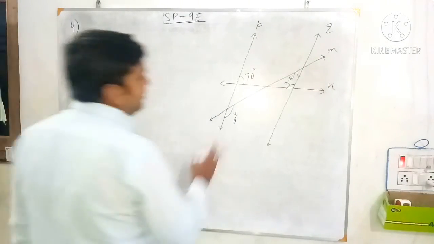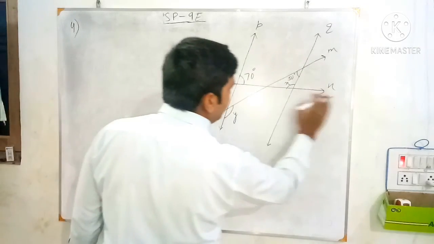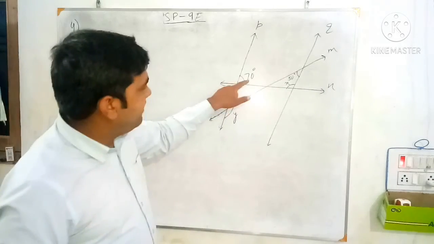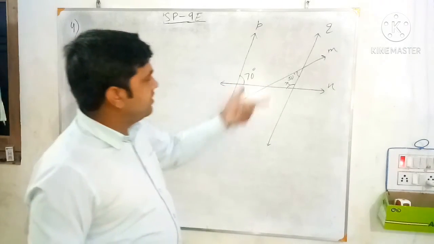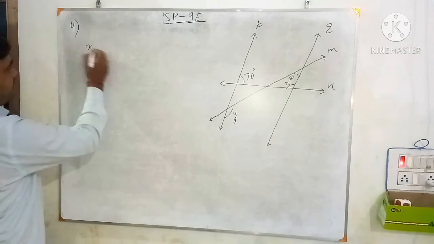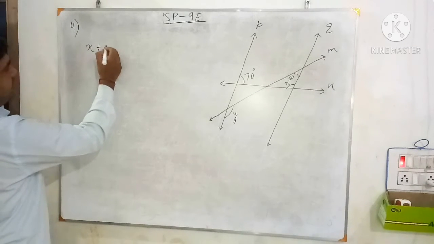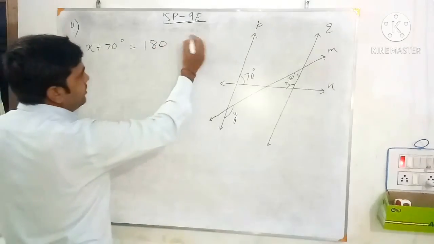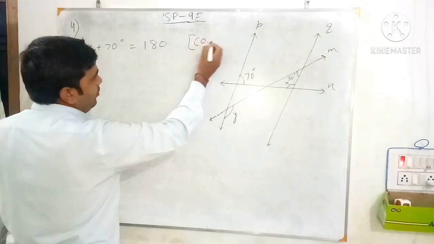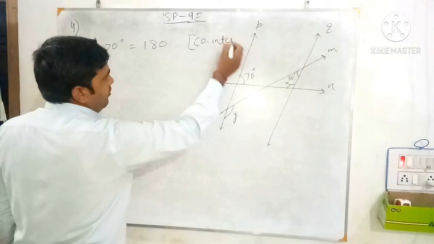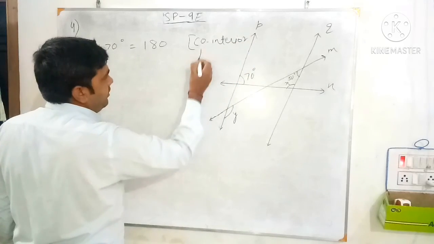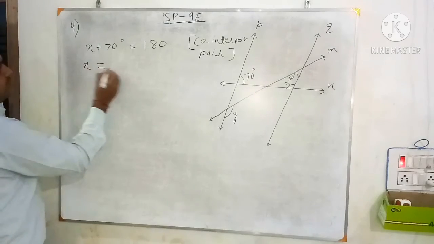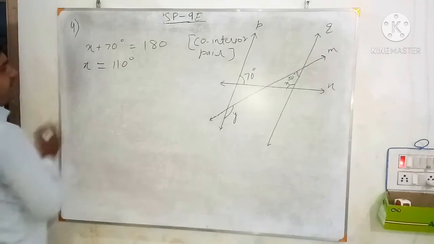Now you can see these two lines are parallel and this is the transversal. P is parallel to Q and N is the transversal. This angle 70 degree and x both are on the same side of the transversal, so these are the co-interior pair. So x plus 70 degree is equal to 180 degree. Reason same, co-interior pair. So angle x is equal to 180 minus 70, that will give you 110 degree.